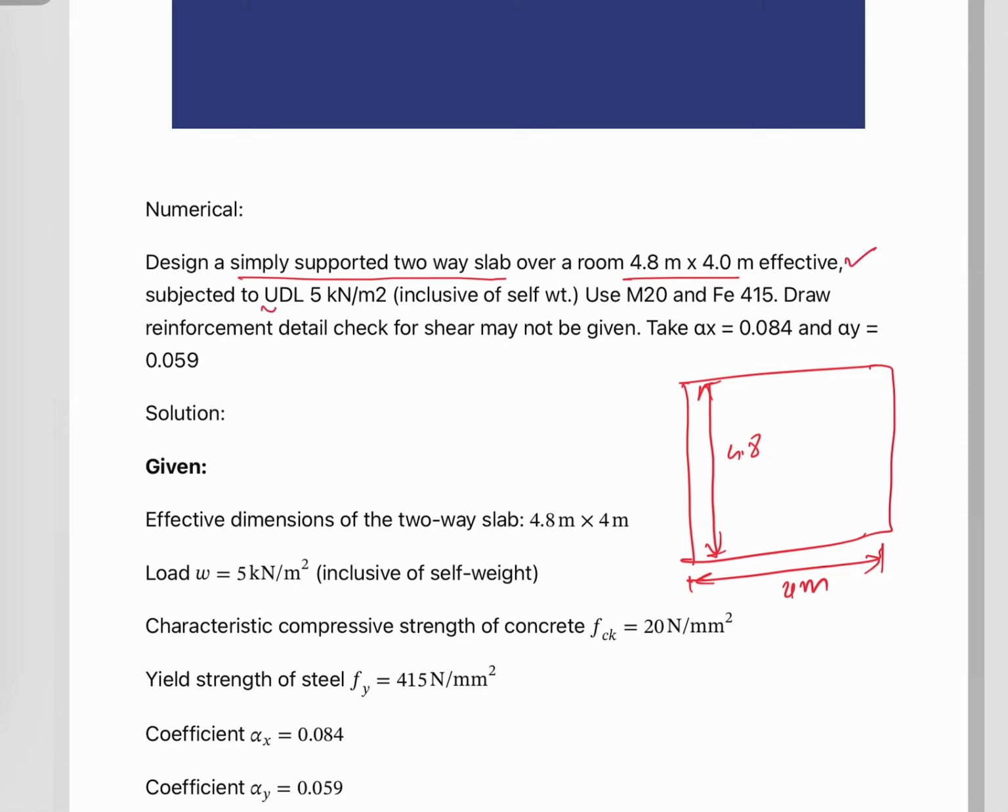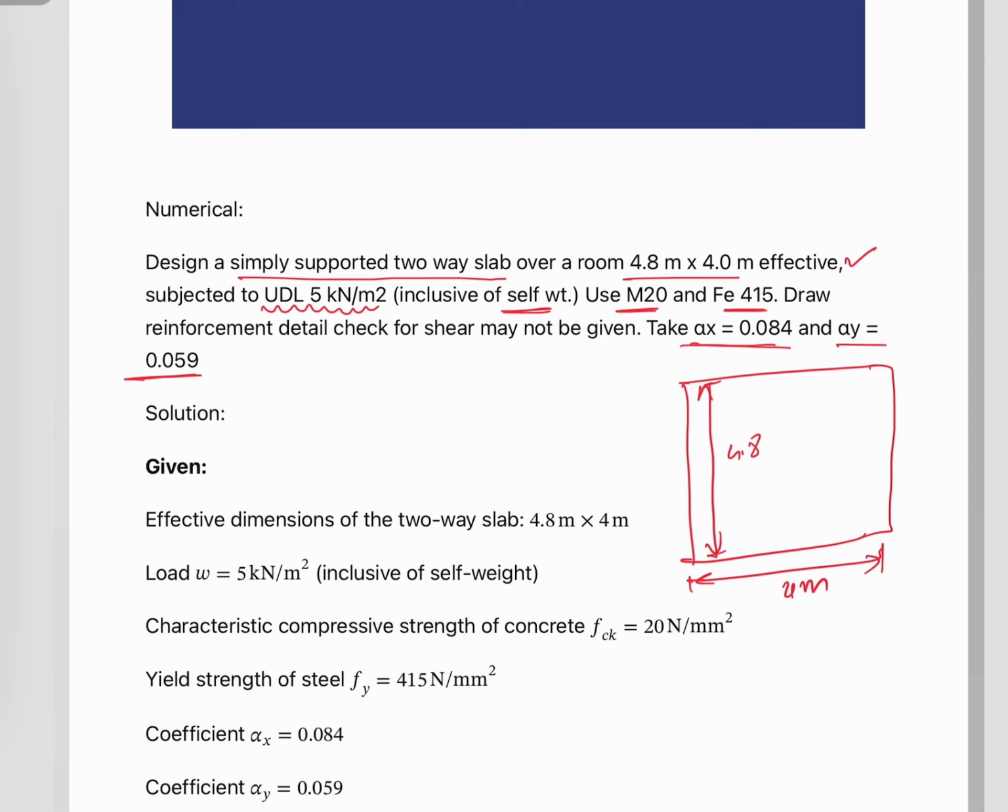The slab is subjected to a uniformly distributed load of 5 kilonewton per meter square, inclusive of self-weight. So this load is not a factored load; it is inclusive of the self-weight. Now we are going to use M20 grade of concrete and Fe 415 steel. We need to draw a reinforcement detail and check for shear also. We also have some factors, such as Ax equals 0.084 and Ay equals 0.059. So those are the two things we have.